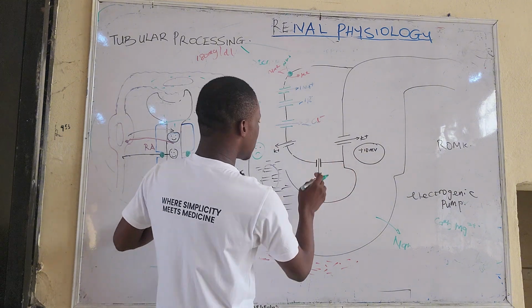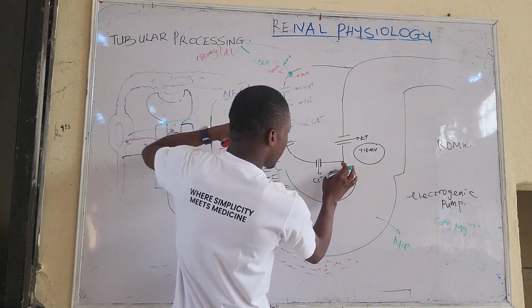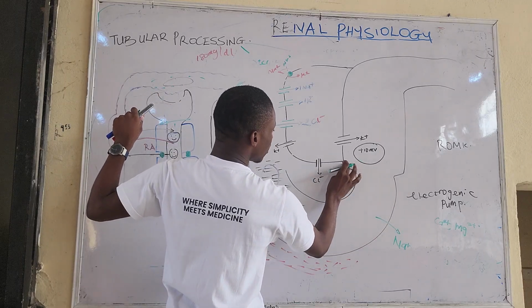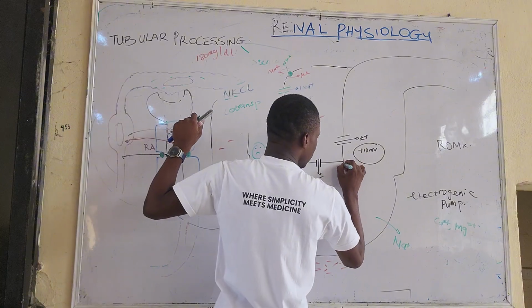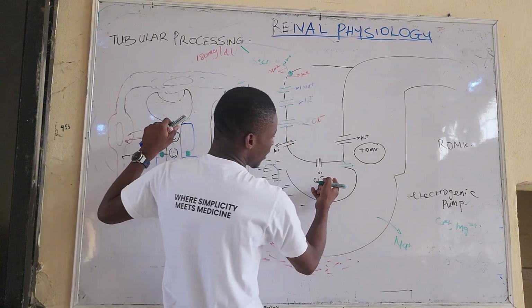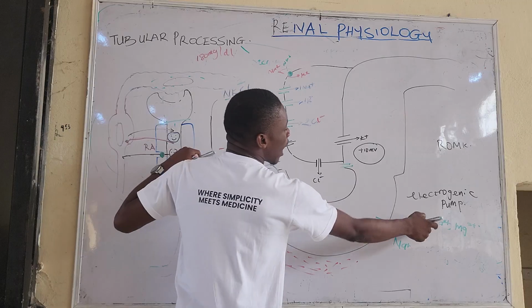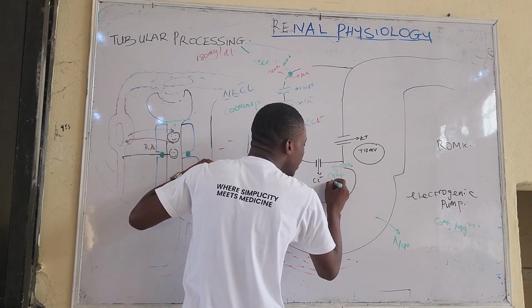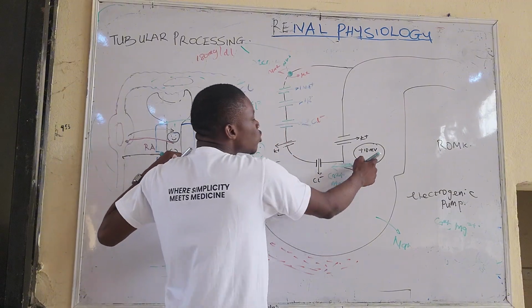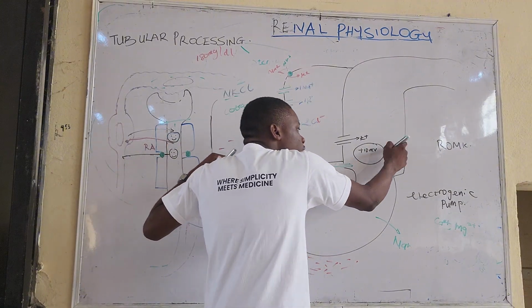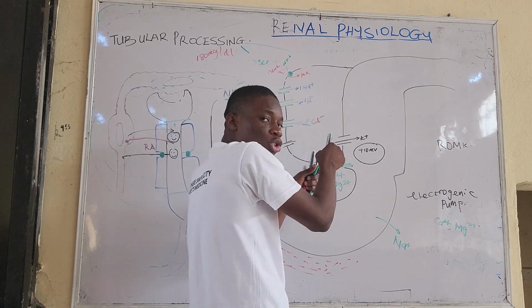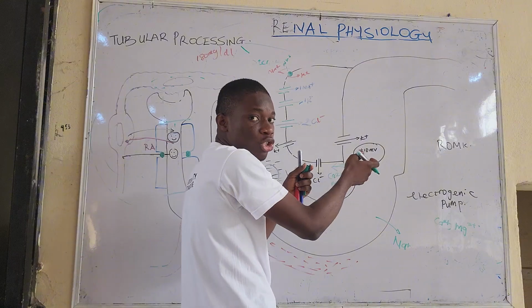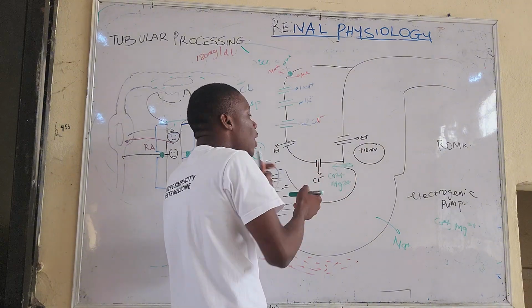So that means, let me put it here, this is part of the DCT, part of the thick ascending loop of Henle. Just to show that it is in part of the thick ascending loop of Henle, calcium and magnesium will leave through the basolateral side. Don't forget that calcium and magnesium are moving because of this positive charge of the lumen, which is brought about by the potassium. If you block this co-transporter, the NKCC, you cannot absorb calcium and magnesium. Are you following me?